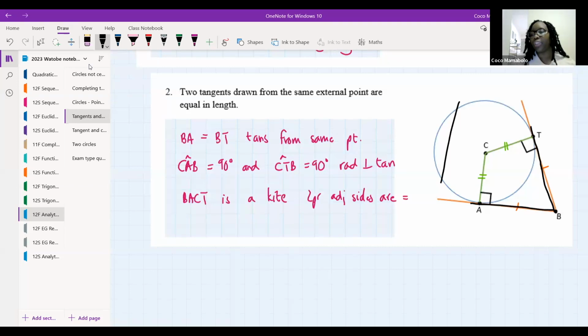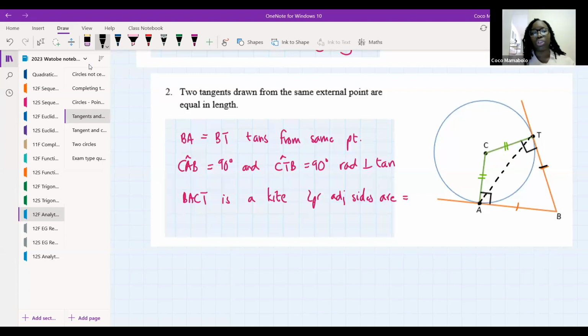Now, if both of these come off of the same point B and they touch the same circle as tangents on either side, then a couple of things are known. The length of TB is going to be the same as the length of AB. There'll be a 90-degree angle over here and a 90-degree angle over there. And we also know that if we join line AT, something interesting is going to happen.